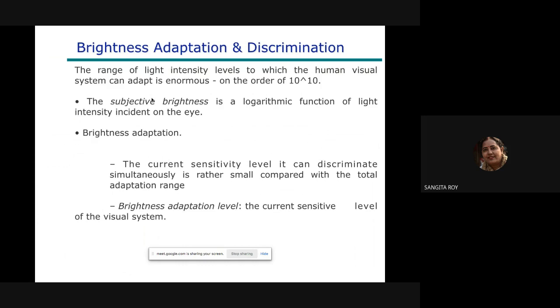Experimental evidence indicates that subjective brightness, that is intensity as perceived by the human visual system, is a logarithmic function of the intensity of light incident on the eye. That is our main objective of today's class. Whatever light is perceived by human eyes is logarithmic in nature. So the subjective brightness is a logarithmic function of light intensity incident on the eye. That is very important for our discussion.